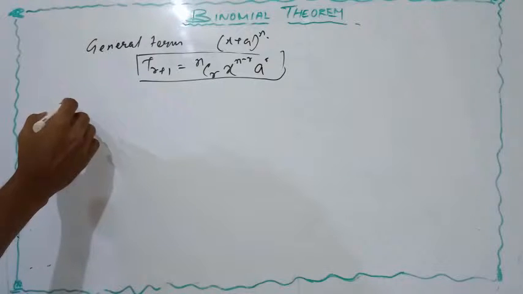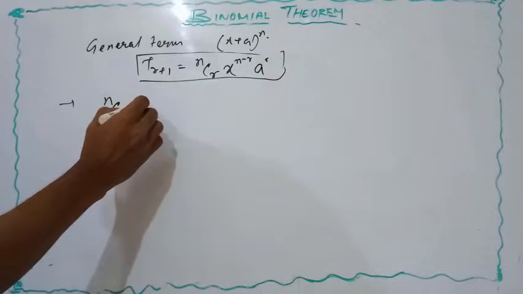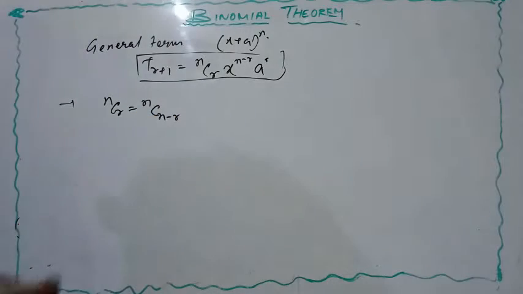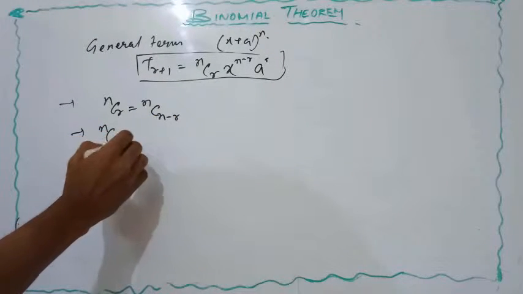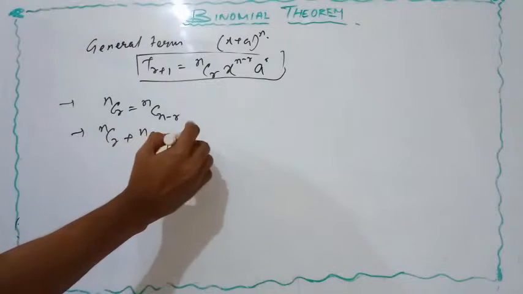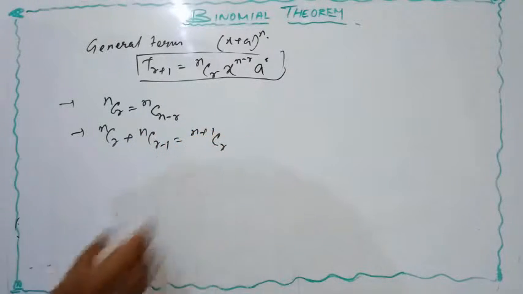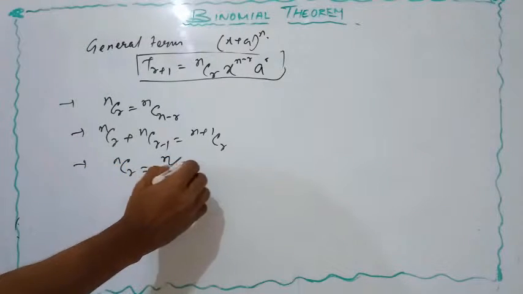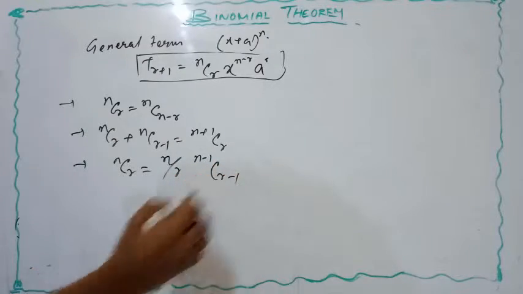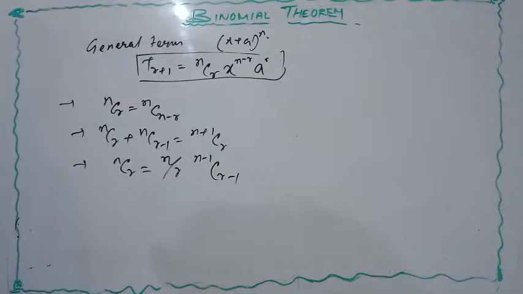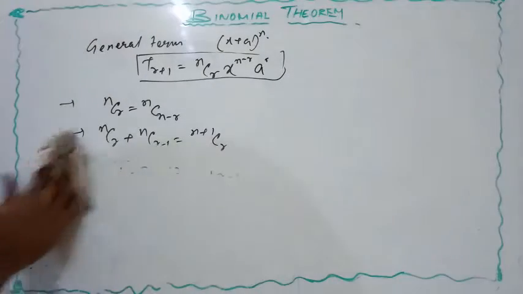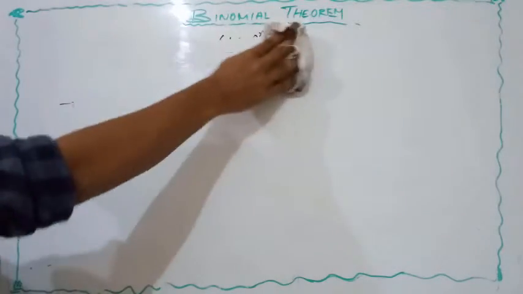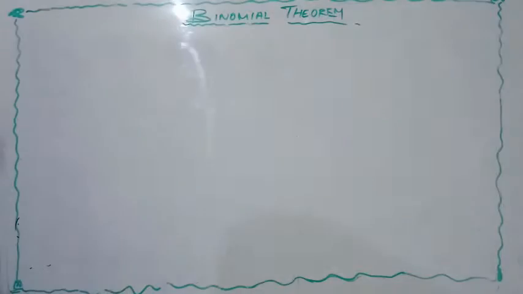Also, a few properties like nCr = nC(n-r), then nCr + nC(r-1) = (n+1)Cr. Also, nCr can be written as n/r times (n-1)C(r-1). So these were a few properties from my last class. In today's class, I am going to solve previous year questions, IIT JEE level questions, and a few properties.